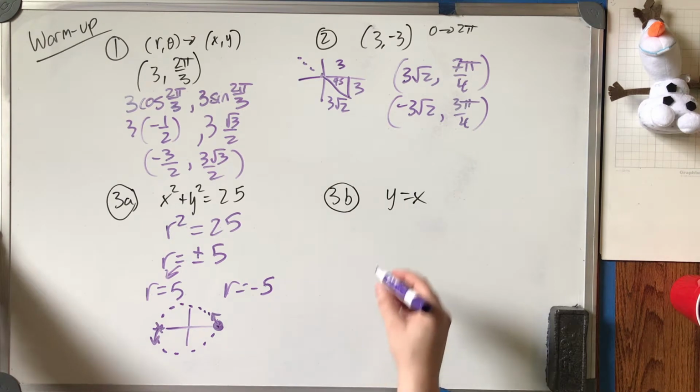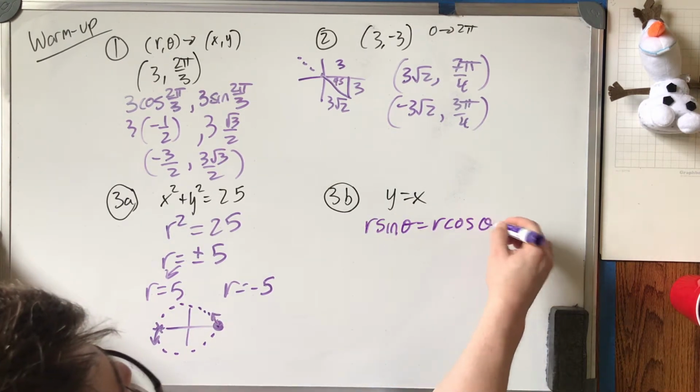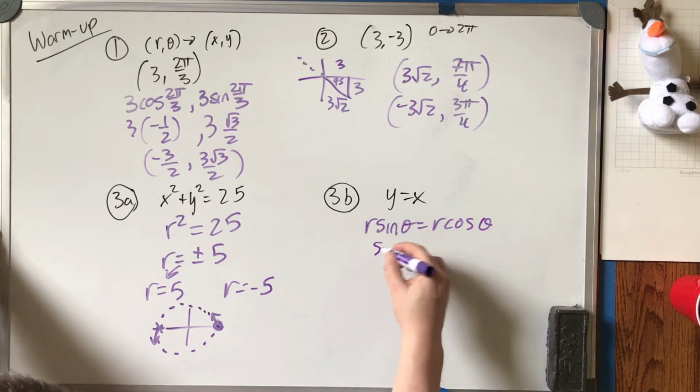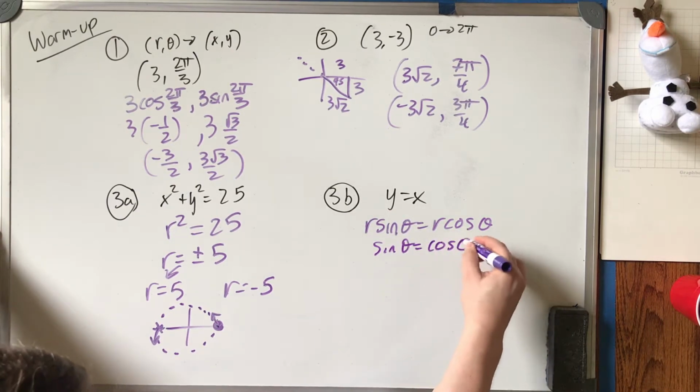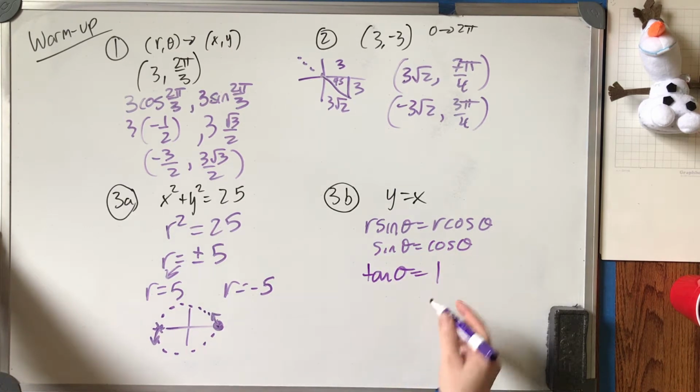y equals x is going to be similar. We can just use the formulas. We'll have r sine theta equals r cosine theta. So immediately the r's cancel, so we're left with just sine theta equals cosine theta. I can divide cosine to the other side. I'll get tangent theta equals 1.